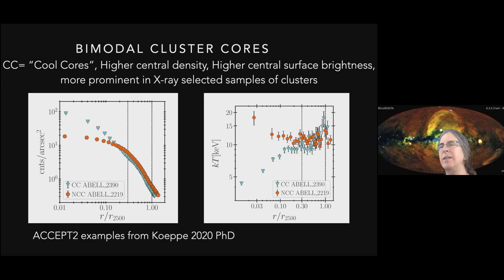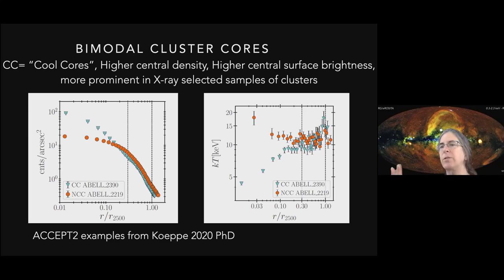This is an X-ray surface brightness profile of two galaxy clusters with very, very similar outer temperatures. There's what we call a cool core cluster, Abell 2390, and then I'm just comparing it to a well-studied non-cool core cluster, Abell 2219. The cool core clusters tend to host these active brightest cluster galaxies. The non-cool core cluster never hosts an active brightest cluster galaxy.